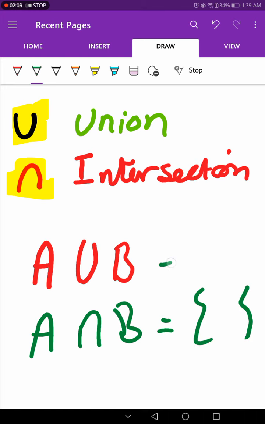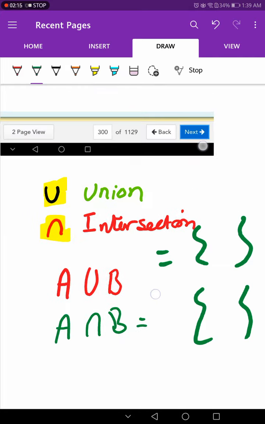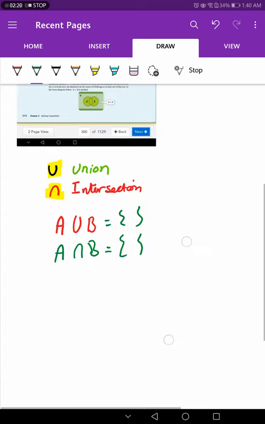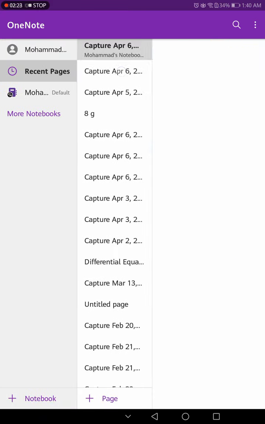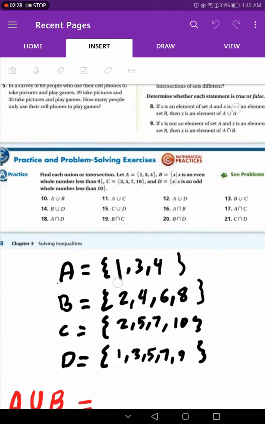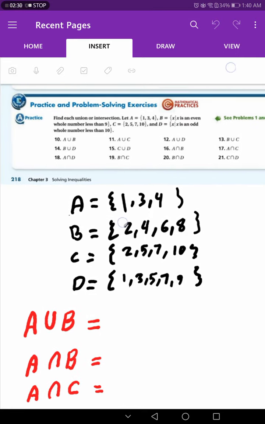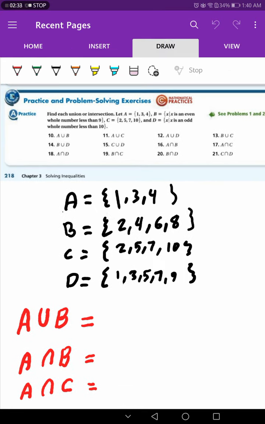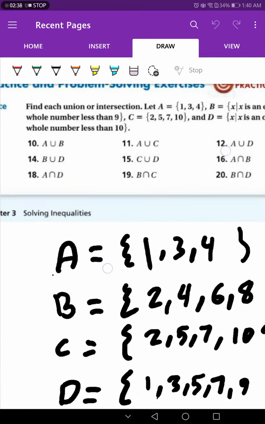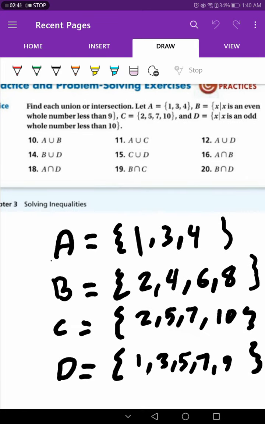Okay, my dear students, let us take one example. Here I will take this example, on page 218. Be ready. Let us read the question here. Find each union or intersection.